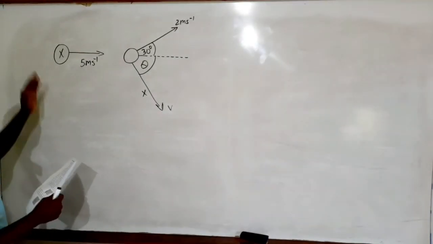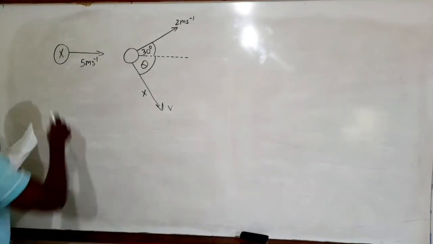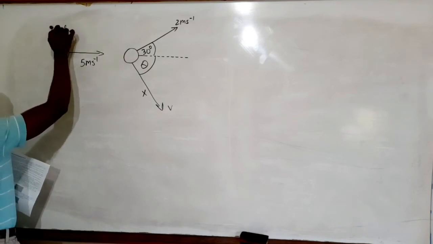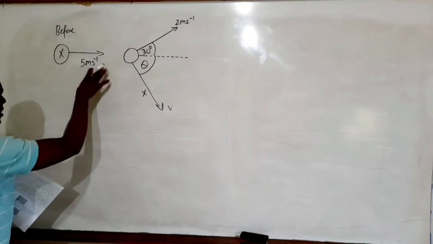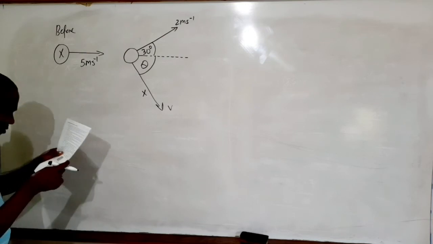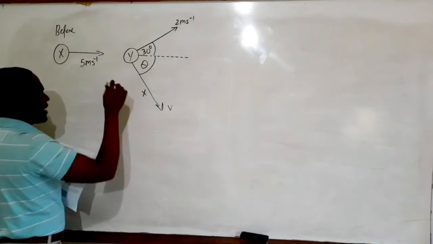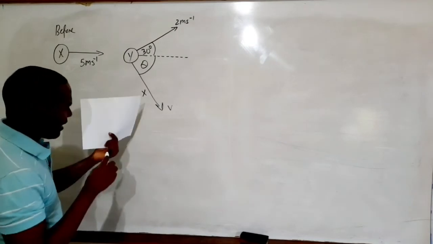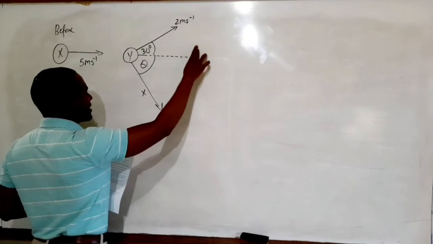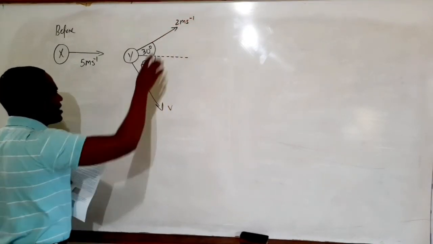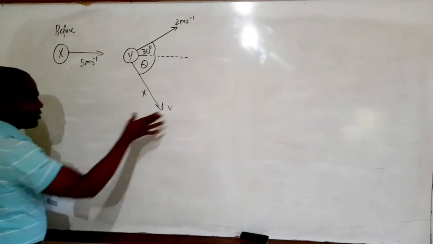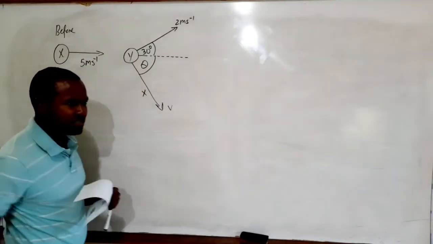So this is basically our before situation. So this is the before and this is the after. So before, X is moving at a velocity of 5 meters per second and Y is stationary, right? So X is going to collide with Y, and after the collision, Y moves off at an angle of 30 degrees to the initial direction of X with a velocity of 2 meters per second, and X after collision moves off at an angle of theta to its initial direction with a velocity v, and what we're asked to find is the velocity v.